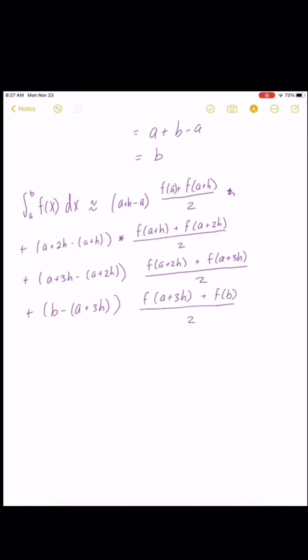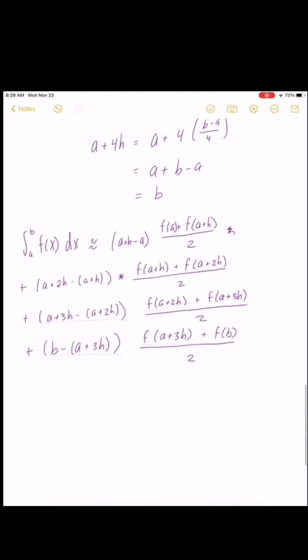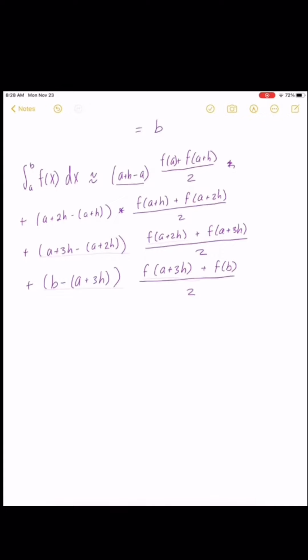So this is an unnecessarily complicated way to write it out, and we'll compact the formula. What we see in here, first of all, is that these interval lengths, a plus h minus a, is just h. A plus 2h minus a plus h is just h. So the length of each of these intervals is just h. And so what this becomes, a little more simply, is we have h times all of the f of a.